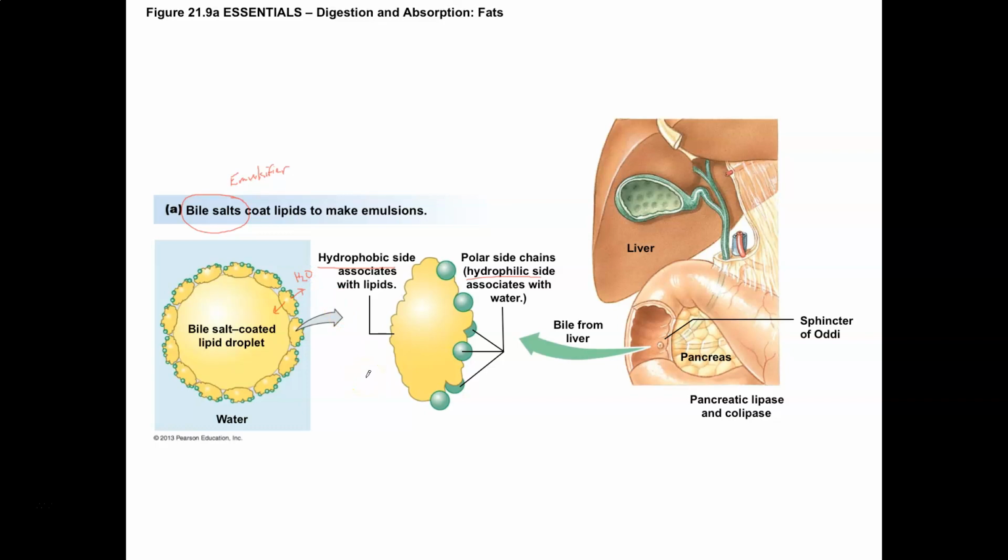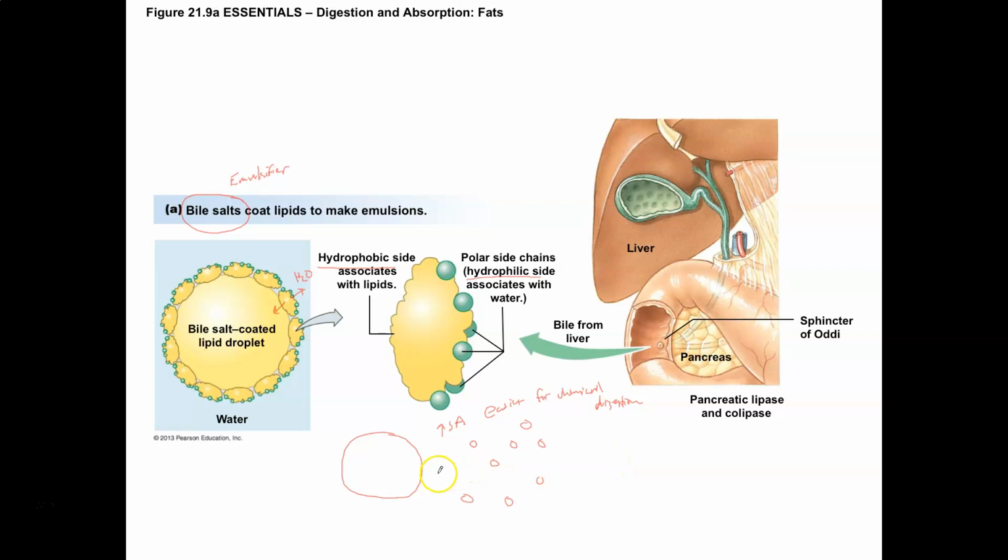And so what this basically does is this allows us to take large fat droplets and create smaller fat droplets out of them. Okay? So the emulsification process actually increases surface area so that it's easier for chemical digestion. We're making it easier for chemical digestion, making it easier for enzymes to get access to the lipid droplet.